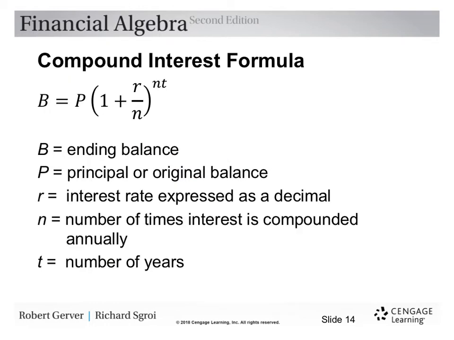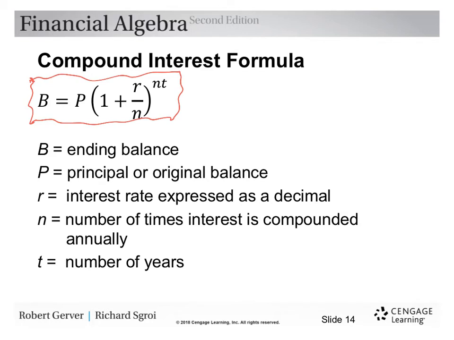All right, so what is the compound interest formula? This is the compound interest formula right here, all right? Now, there's some slight differences. First of all, B is your ending balance. P is your principal or original balance. R is your interest rate expressed as a decimal. N is the number of times the interest is compounded annually. How many times for each year?